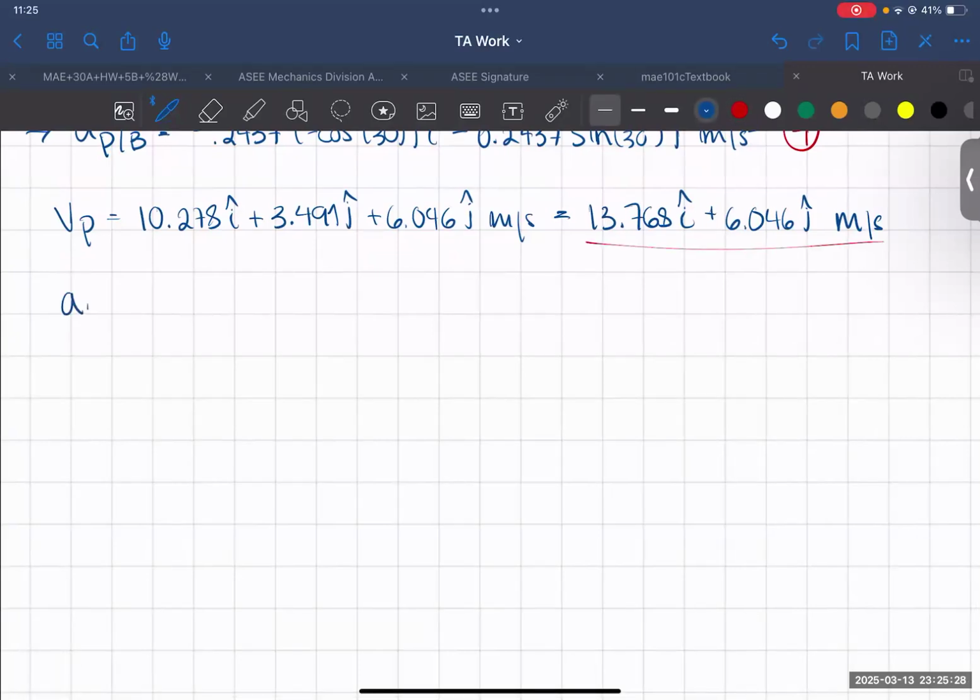For the acceleration, 0 plus 0.211 I hat and 0.1219 J hat, meters per second squared.